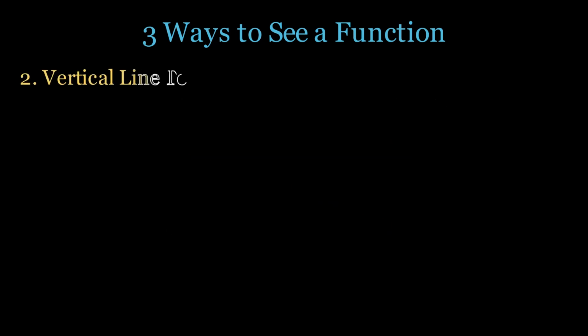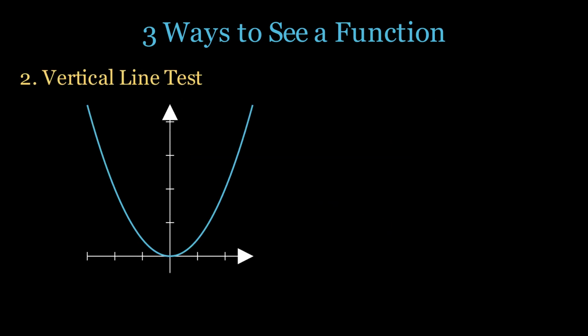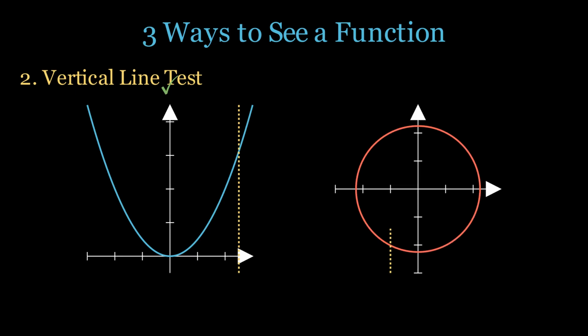Here is a neat trick. Hold a pencil vertically and slide it across the graph. If it touches the graph only once at every point, it's a function. The parabola passes. But look at this circle. When we slide the line across, it touches the circle in two places at once. That means one x value has two y values. So the circle fails the test.